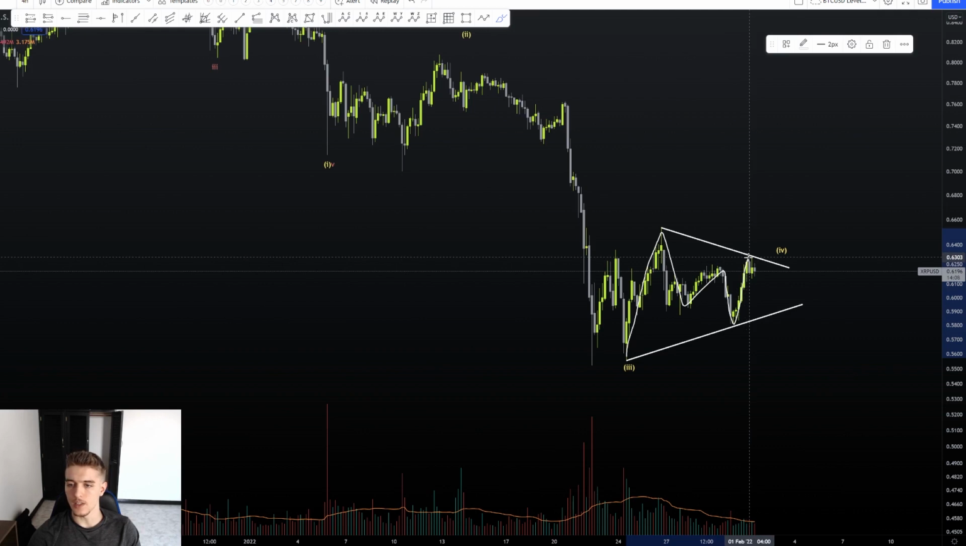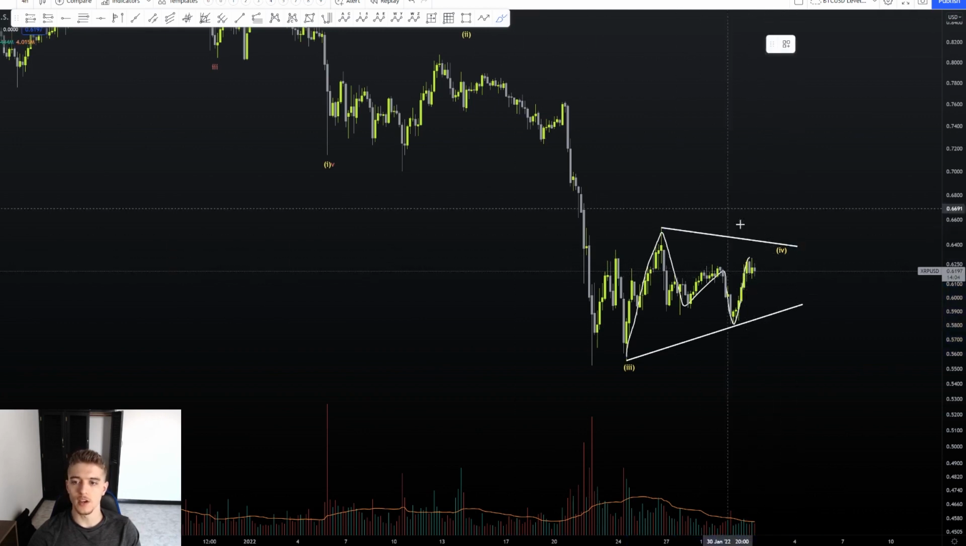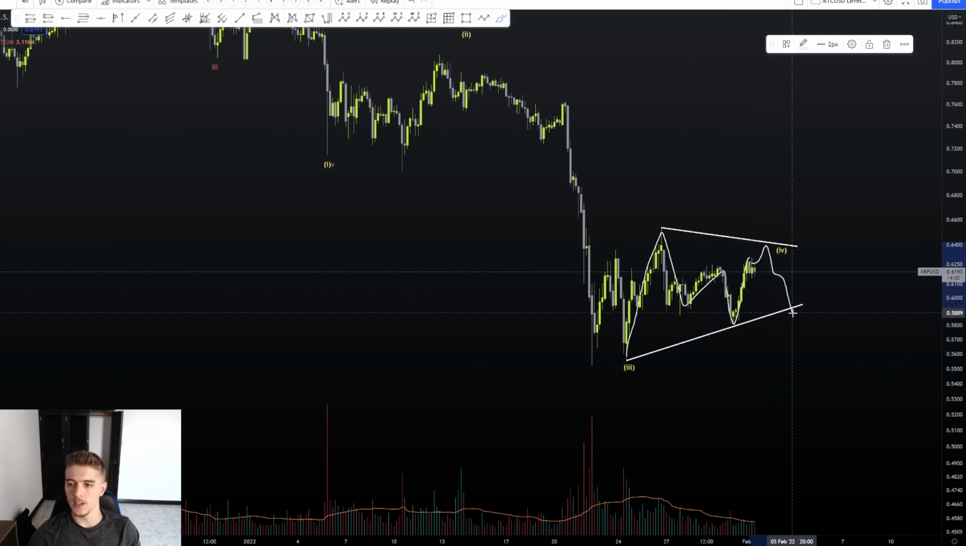We could have already completed the wave C, or we could be doing something like this. Then of course we're going to come down for the wave D, now for the wave E, and then finally come down for this wave 5. So that's what we could be looking at for this right here. Keep in mind, I haven't looked too much into the lower time frames on Ripple, so this is just one count that I have to show you guys.